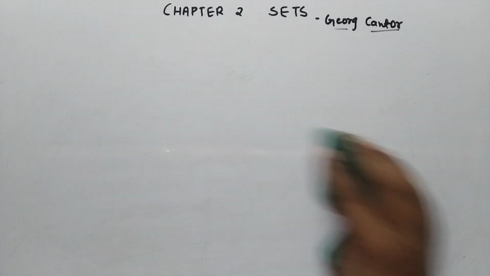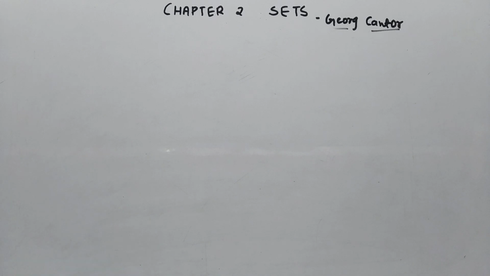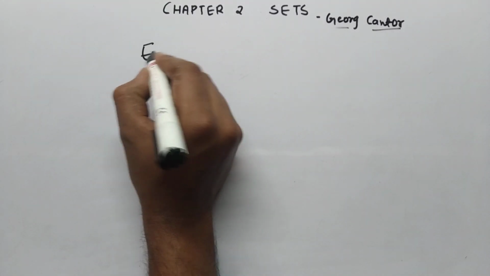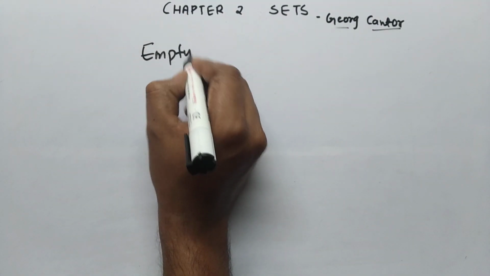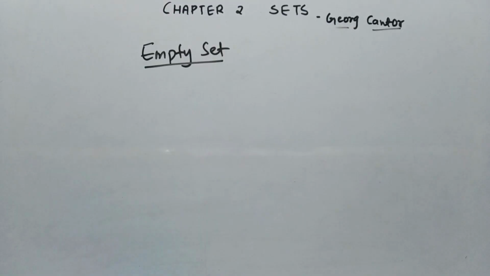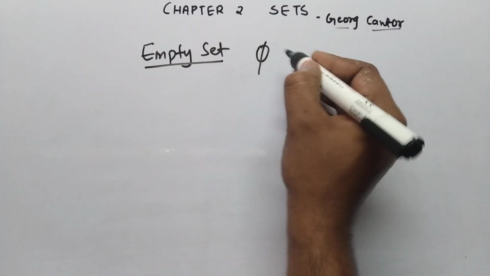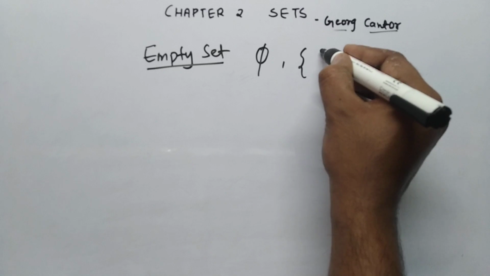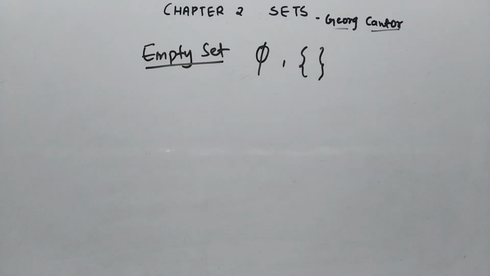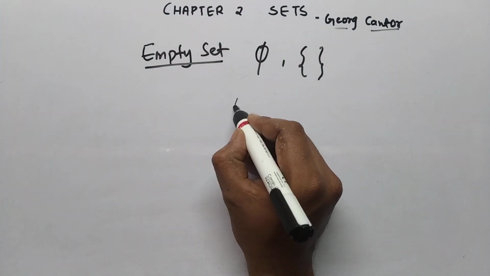In the exam you will get a question to write the list of all the subsets. But first let me explain the empty set or null set. An empty set is any set which does not have any elements. It is also known as empty set, null set or void set. It is denoted with the symbol phi, or also with curly braces with no element.